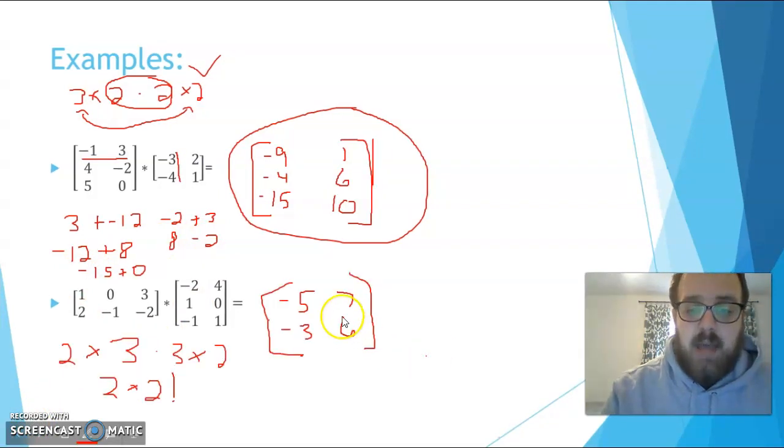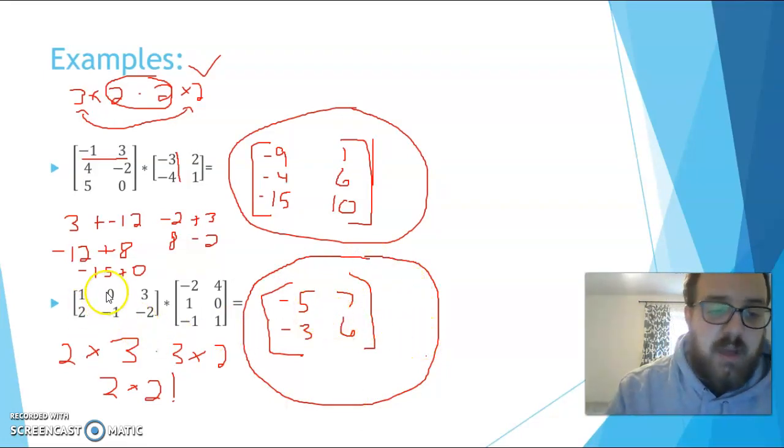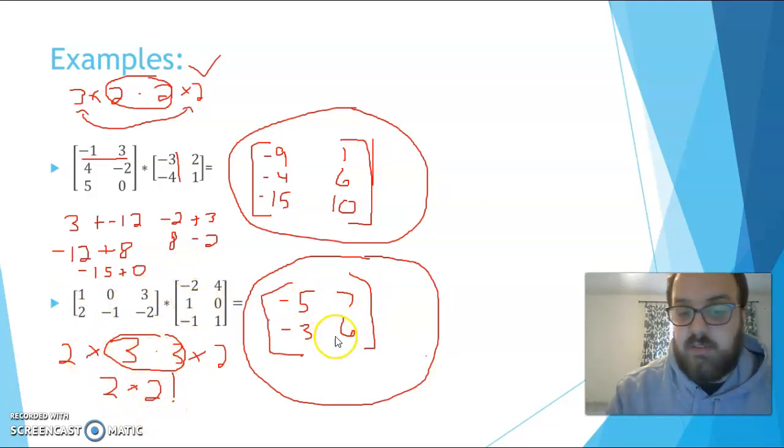Okay, and I'm back, and here's the answer that I came up with: -5, 7, -3, and 6. If you notice, we have a 2 by 3 being multiplied by a 3 by 2. Those middle numbers match up. The columns of this one match up to the rows of this one. So we know we're going to end up with a 2 by 2 matrix, which is what I got over here.